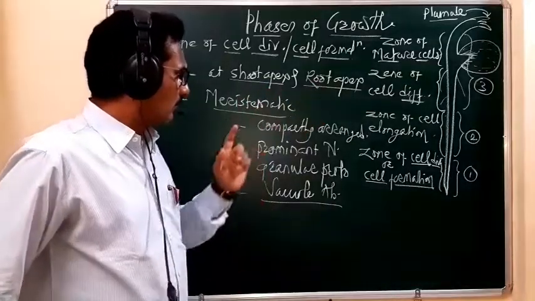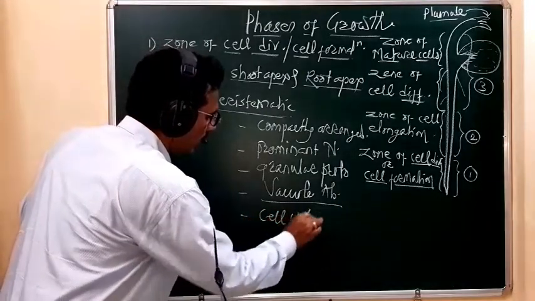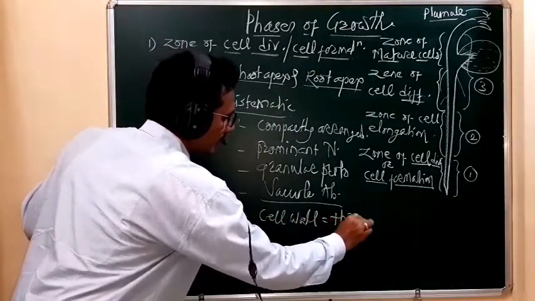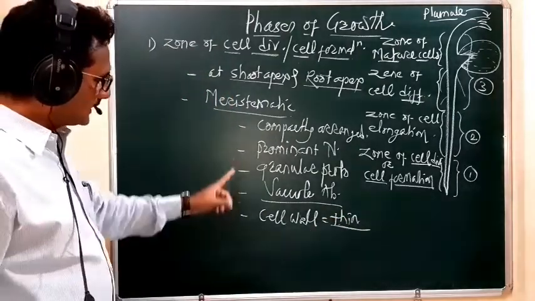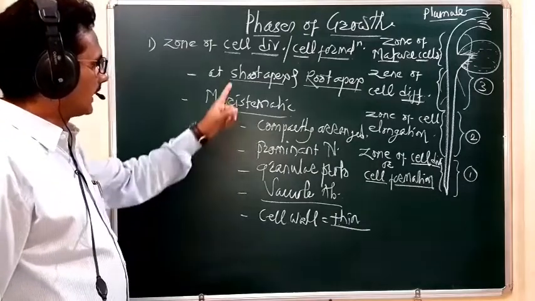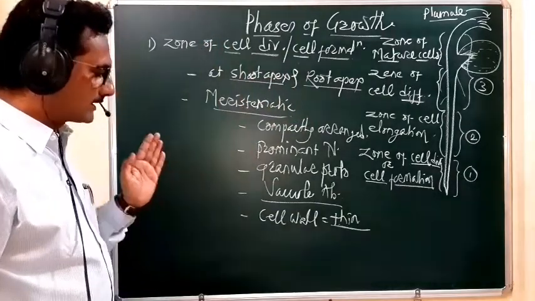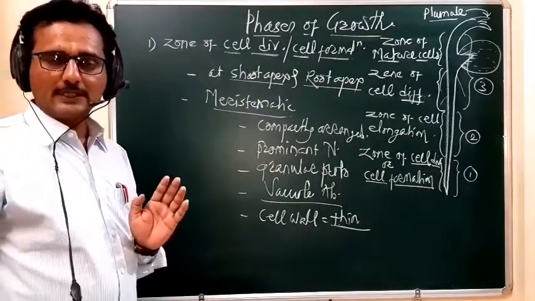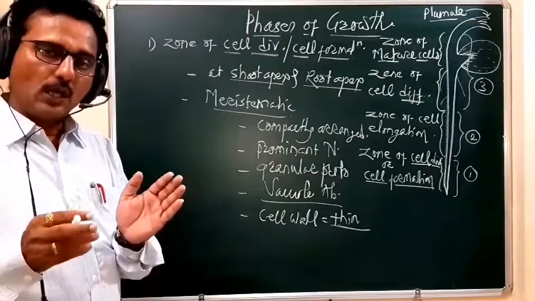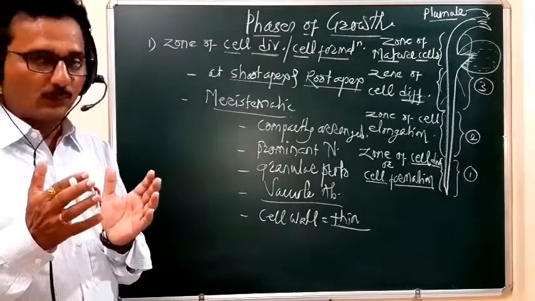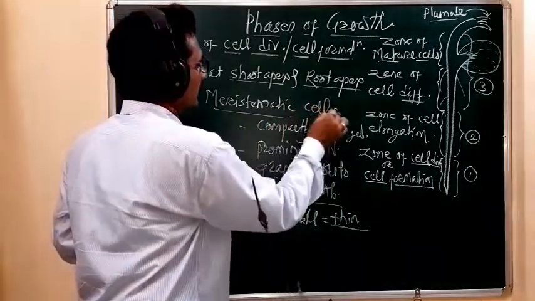at the root apex. One more thing, the cell wall of these cells is very thin. So these are the characteristic features of the cells situated at the shoot apex and the root apex. Because of such characteristic features, those cells remain active throughout the life of the plant body. Such a group of active cells is called the meristematic cells.